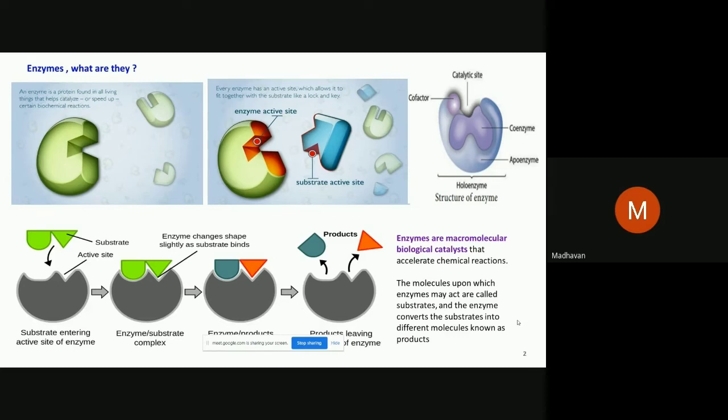As you can see in some of the photographs, the substrate enters the active site of the enzyme, and conformational changes happen once the substrate gets in. Then the enzyme-substrate complex is formed, which is converted into the product. So this is the basic system of how it catalytically acts on the substrate and converts it into the product in a highly specific way.